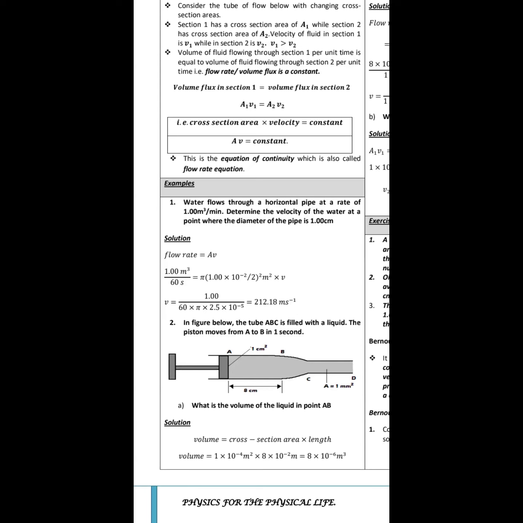So this other side: 2.667 multiplied by 10 raised to negative 6 is equal to 1 multiplied by 10 raised to power negative 4 times V. We divide both sides by 1 multiplied by 10 raised to negative 4.